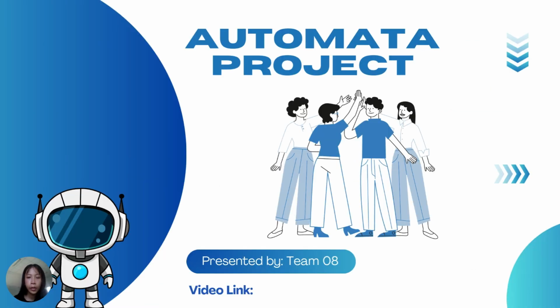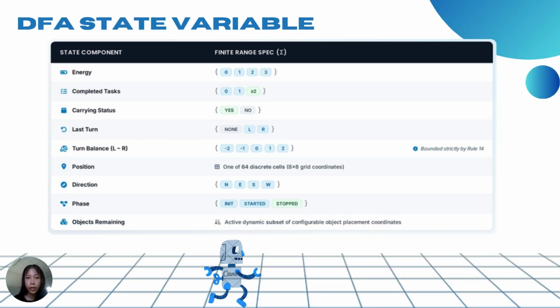Thank you, Usapir, and greetings to the teacher. My name is Superi. Now I will show you the DFA state variables. In this part, the main challenge in our project was the state explosion problem. Drawing a traditional DFA graph with explicit states would result in thousands of states.